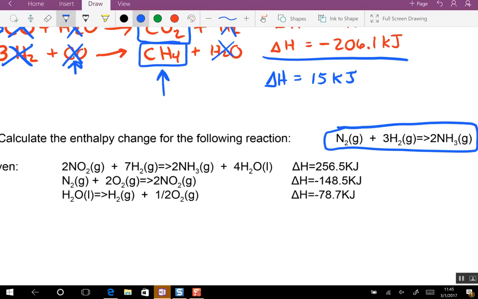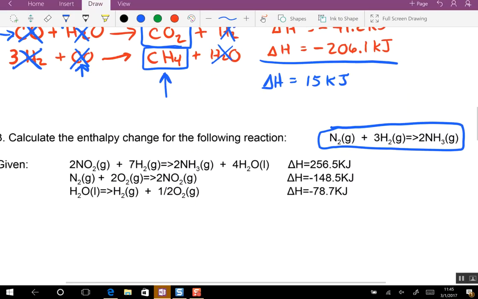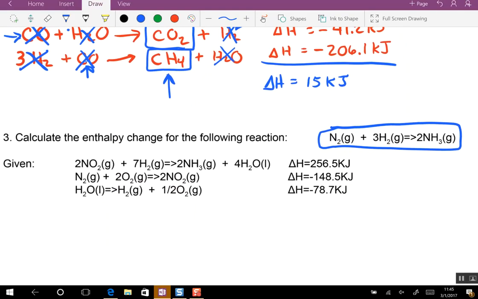Now, here's your target. Here's your target. And let's go through each equation real quick here, and I'm going to have you do two more. Yeah, we're going to work on three here right now. All right. Let's go through the first equation right here. What's it got in it that we can use that's in our target? NH3. It actually has hydrogen too, also. Is the NH3 on the correct side, and is the hydrogen on the correct side? Yes. So let's just write it down.